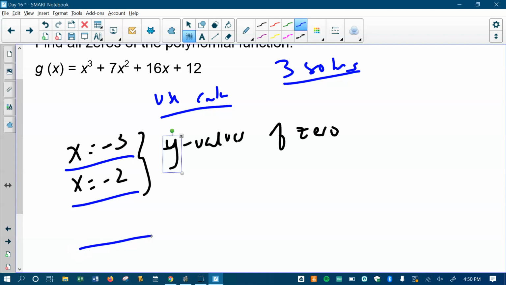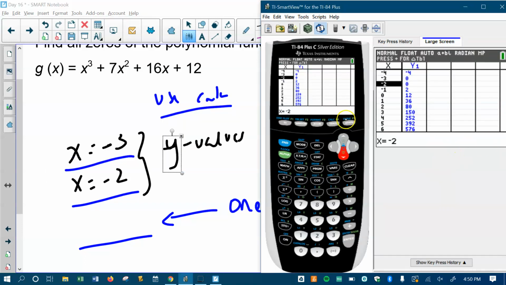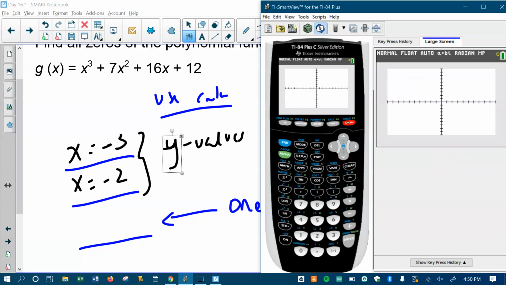Well, if I look at the graph, I should expect something to repeat. So the missing one means that one of those roots must repeat, or it's imaginary. So let's see. If a root repeats, then I should expect a bounce at one of those roots. So let's take a look and see what happens on the graph. Oh, looks like it bounces.